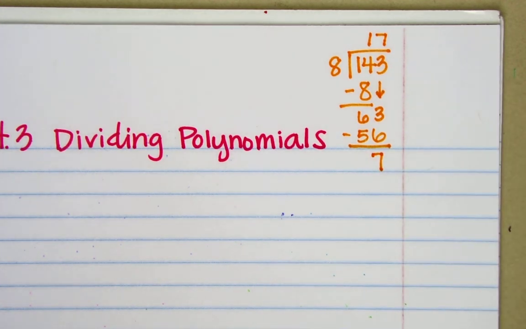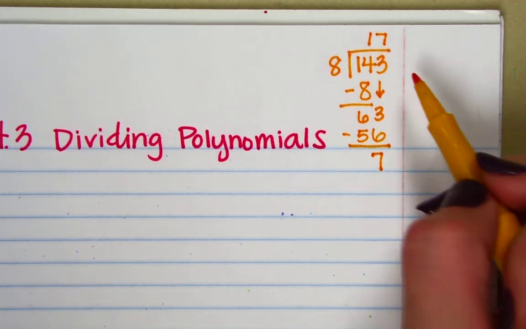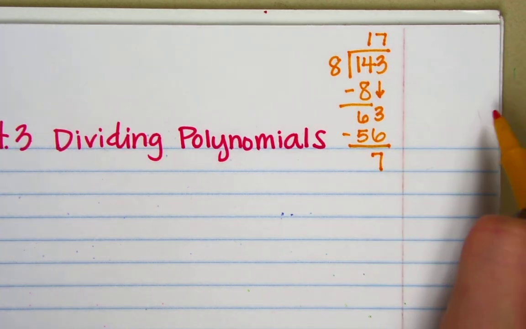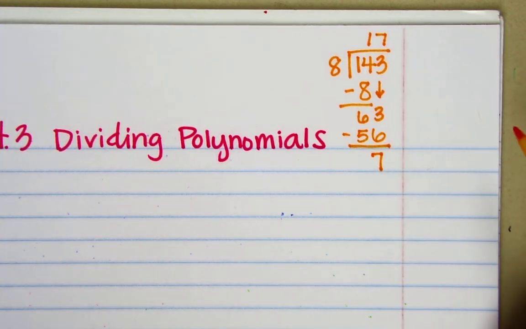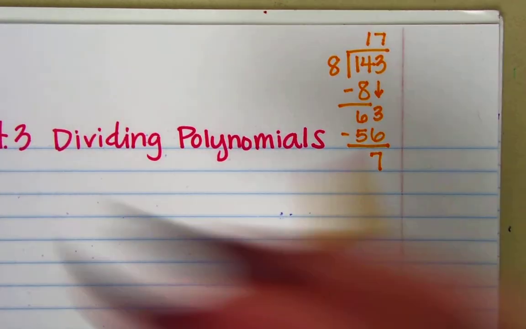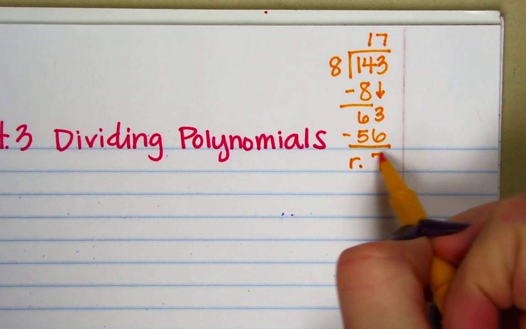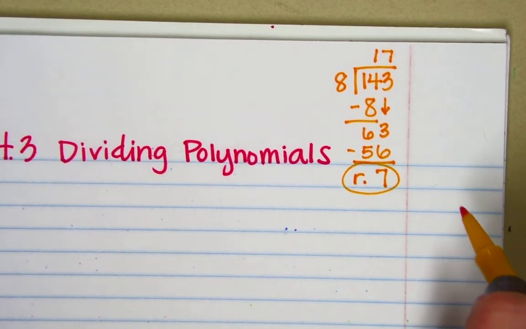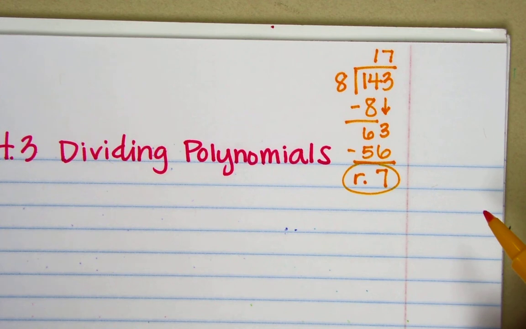7. Now I think pretty much all of us would want to put a decimal here and a 0 here, bring down the 0 and keep going. But we're going to stop here because with polynomials, we're not going to put decimals in our answer. We're going to leave this as our remainder. Our remainder is 7. 8 doesn't go into 143 evenly, which is why I chose it.